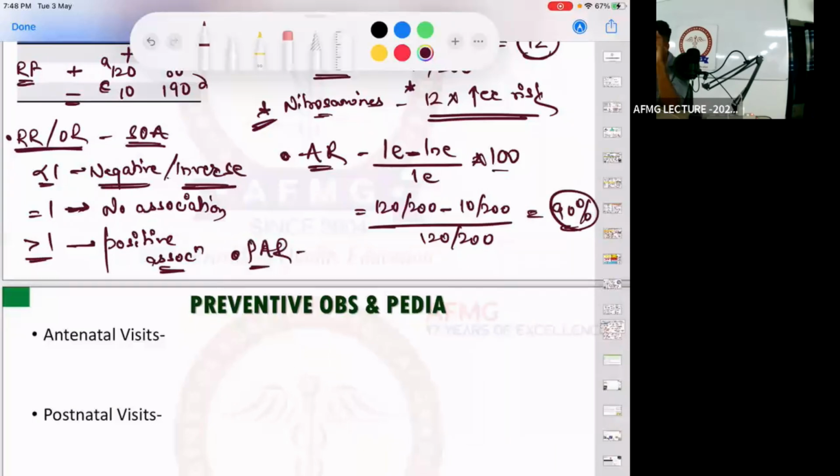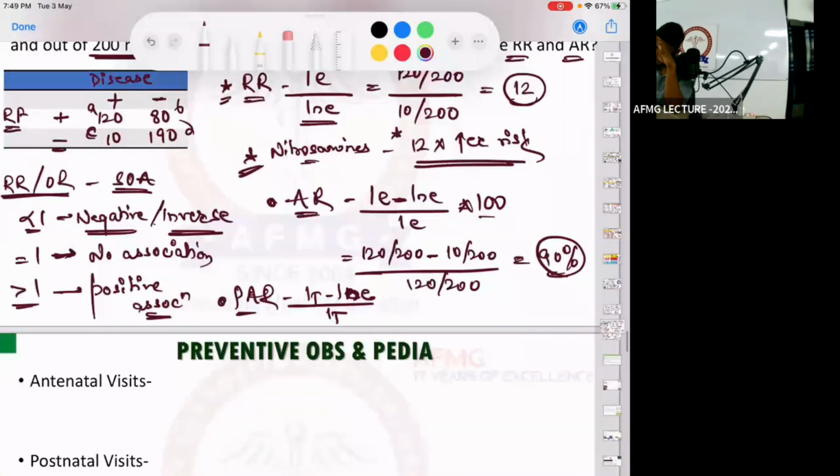Population attributable risk. Incidence total minus incidence in exposed upon incidence of total. Okay? No, sorry, incidence in non-exposed. So total incidence minus incidence in non-exposed upon total incidence. That is what is population attributable risk. Okay? No issues with this now.